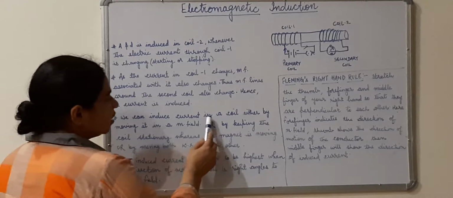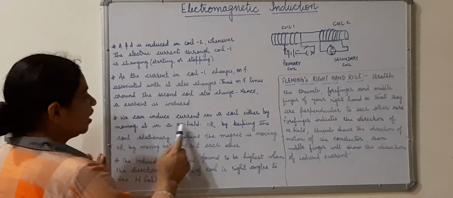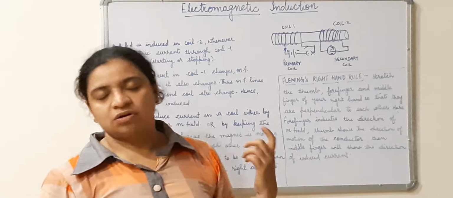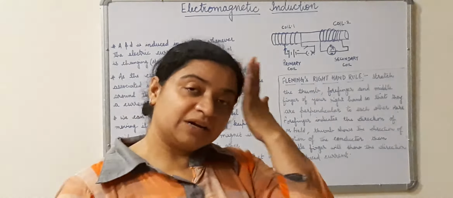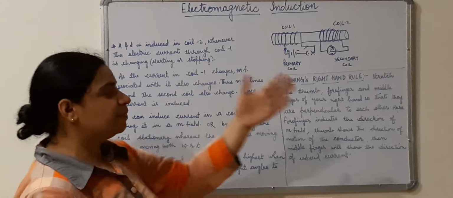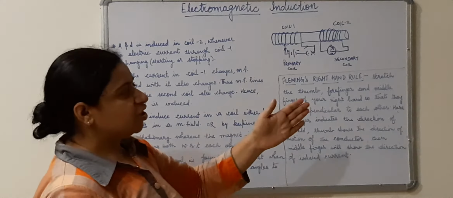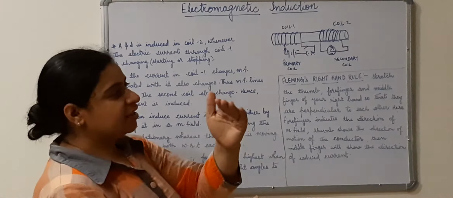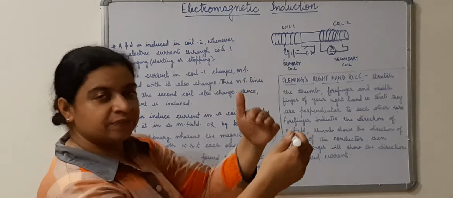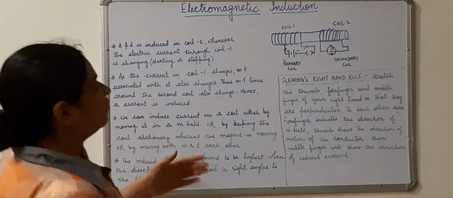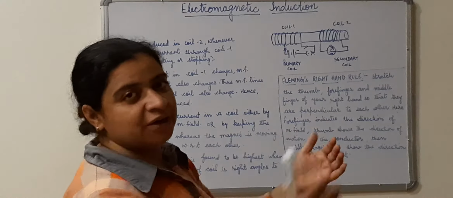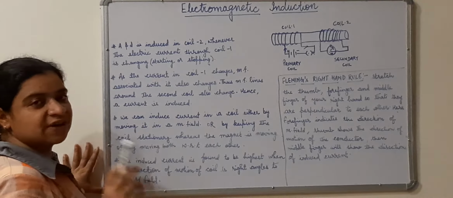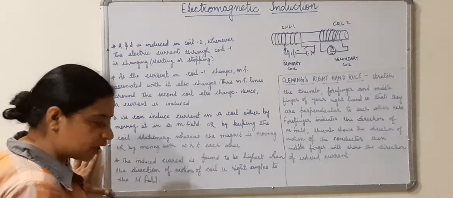We can induce current in a coil either by moving it in a magnetic field, like in the previous activity, where the magnet was moving. First, the conductor is kept stationary and the magnet is moving. Second, the conductor is moving towards a fixed magnet, or third, they are both in motion with respect to each other. These are the three different ways by which you can induce a current in a coil.